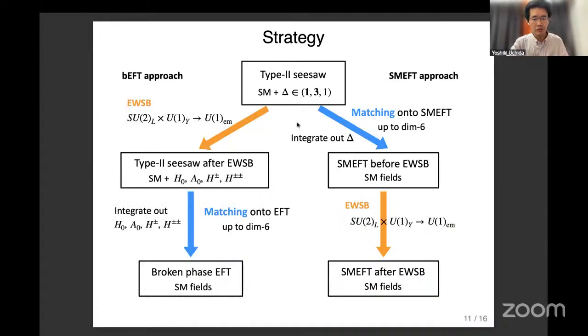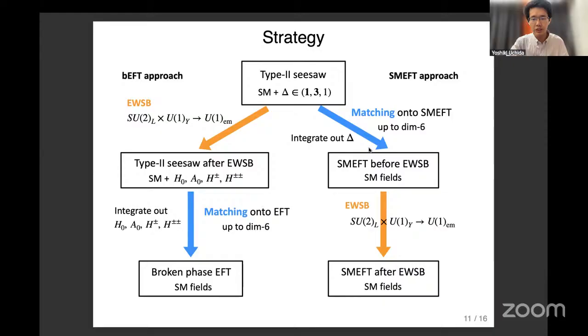So this is the strategy. We first perform matching onto the broken phase effective field theory. In this case, we first apply the electroweak symmetry breaking. Then the type 2 seesaw model is rewritten in terms of the broken phase fields. After that, we can bring these scalar fields into the mass eigenstate. And after that, we integrate out the heavy mass eigenstate fields, these 6 fields. Then we get the broken phase effective field theory.